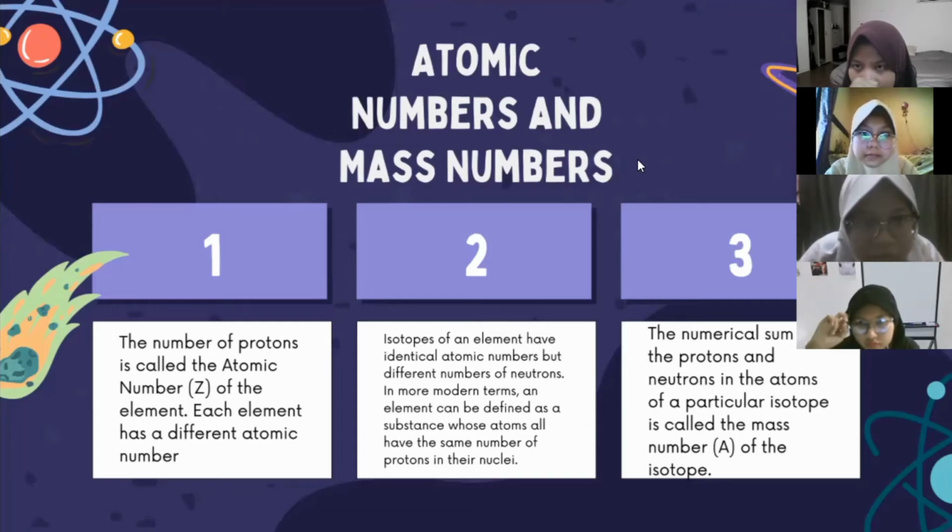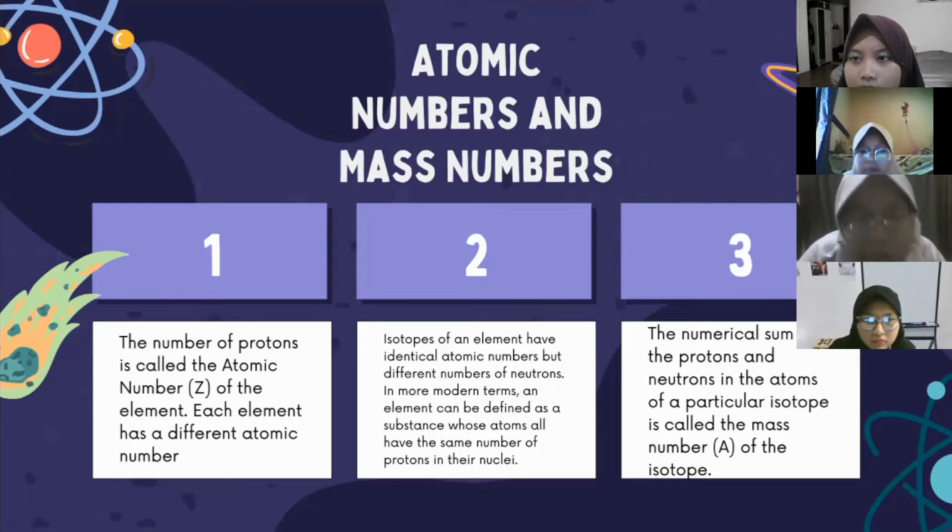In more modern terms, an element can be defined as a substance whose atoms all have the same number of protons in their nucleus. Third, the numerical sum of the protons and neutrons in the atoms of a particular isotope is called the mass number. The symbol is A.